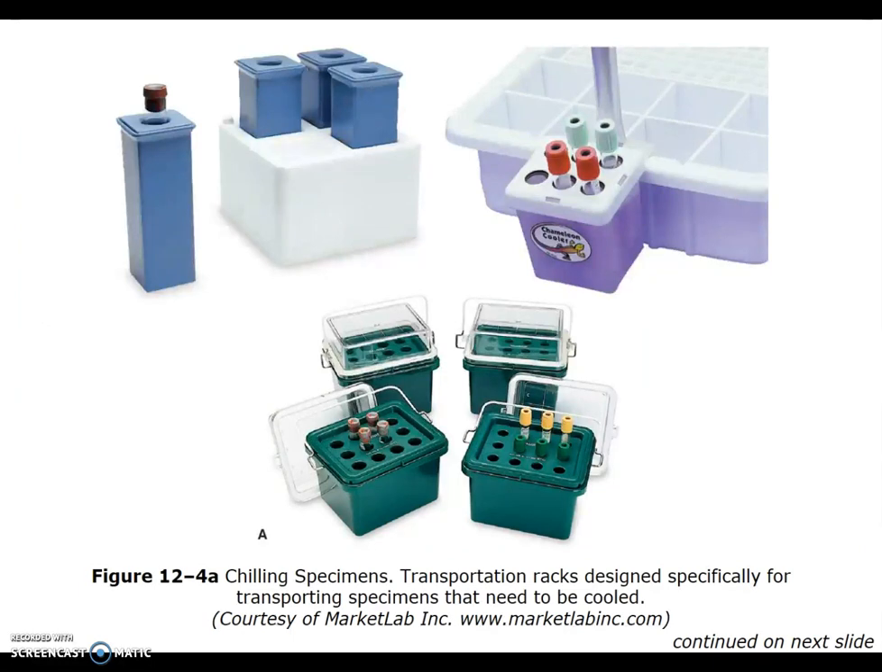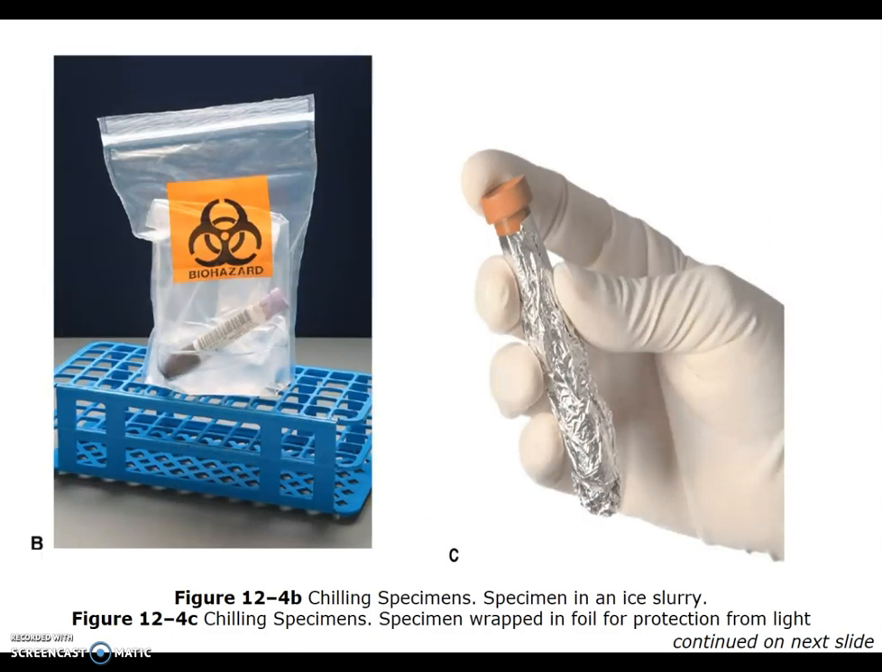This is some chilling specimen blocks we might have. This is an example of the icy slurry I was talking about, and wrapping the tube in aluminum foil to protect it from light.